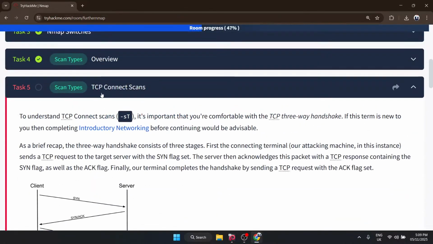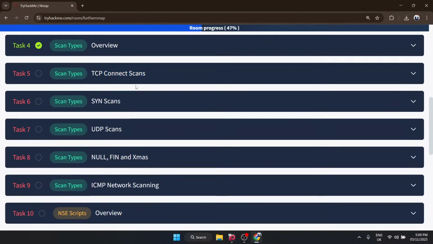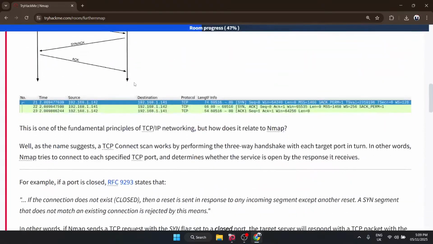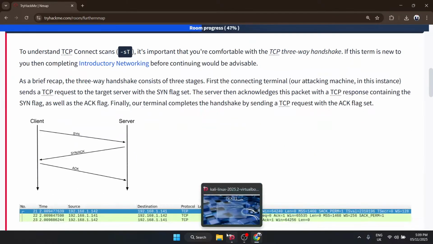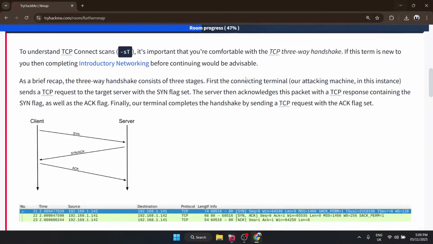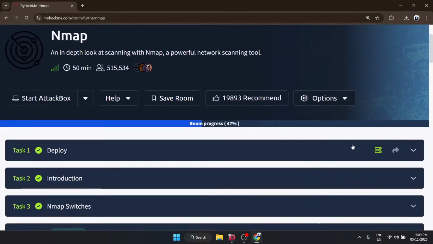So today we are going to talk about TCP Connect scans. Yesterday also I told you that we have got something like SYN scan, TCP scan, UDP scan. So that we will be covering today. Let's start a target machine as well.